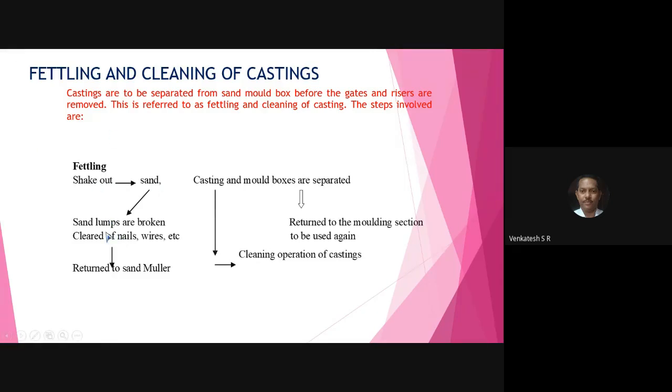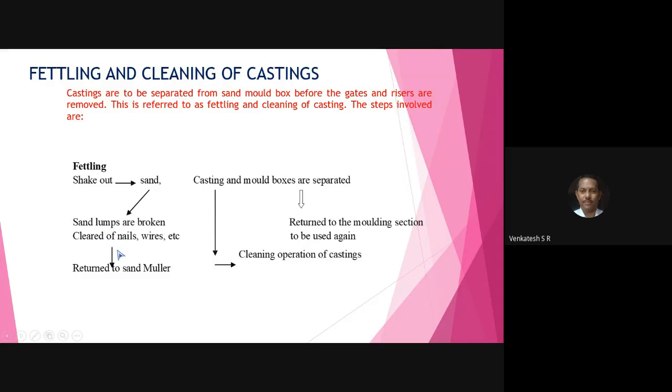Next, come to the point. Sand lumps are broken, and the casting is cleared of nails, wires, etc. For example, if you want to place cores in the mold cavity, they use wire or nails, and sometimes sand lumps are attached to the casting. These are removed by chiseling operation. By using a small chisel and hammer, they remove the sand lumps, nails and wires.